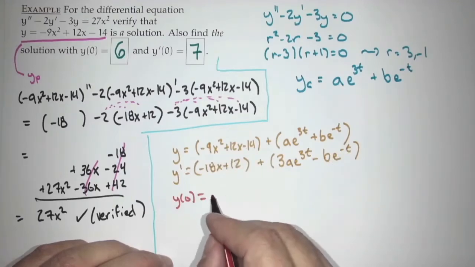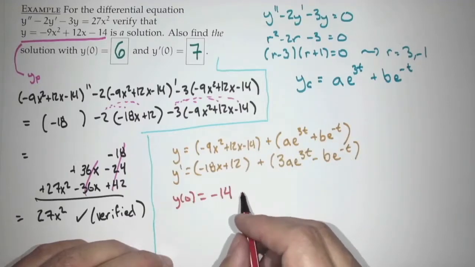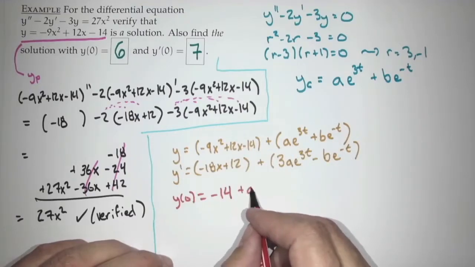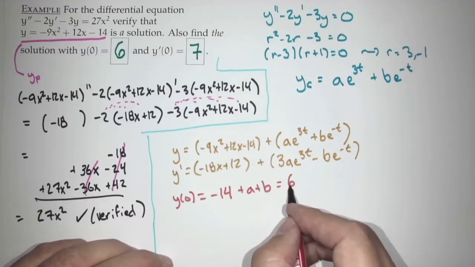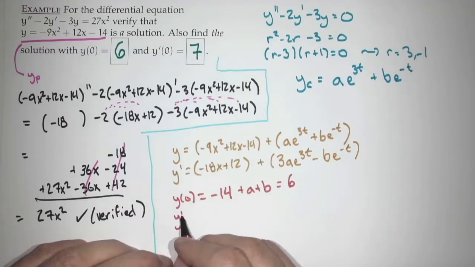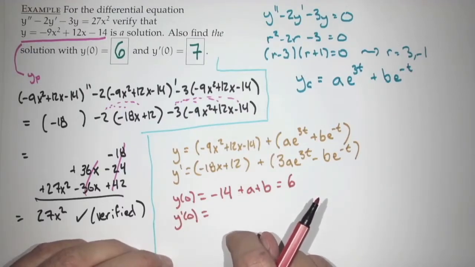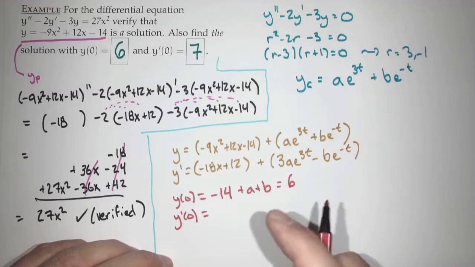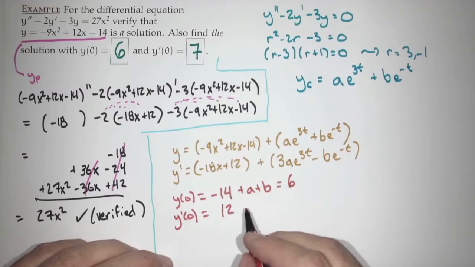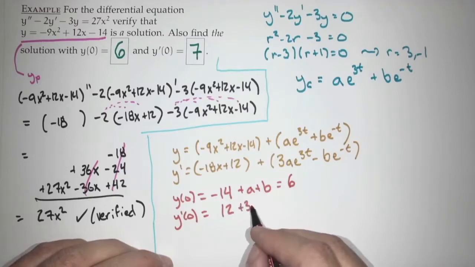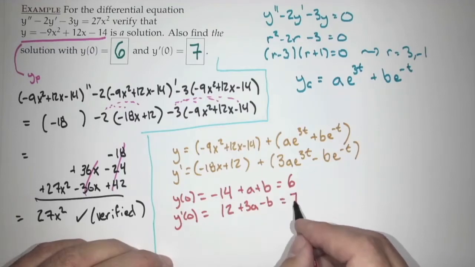Negative 14.0 is a nice number. And then what were the other parts? A plus B should equal 6. Y prime at 0 is 12, because you have that. Okay, and what else? 3a minus b will equal 7.